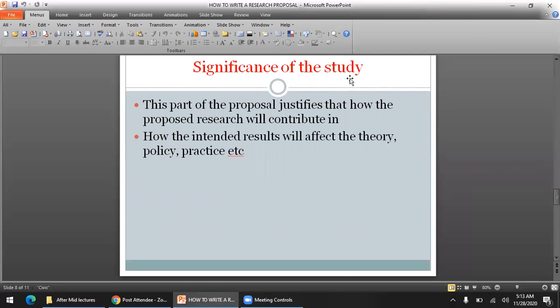what is the significance of the study? This part of the proposal justifies how the proposed research will contribute, and how the intended result will affect theory, policy, and practice, etc.